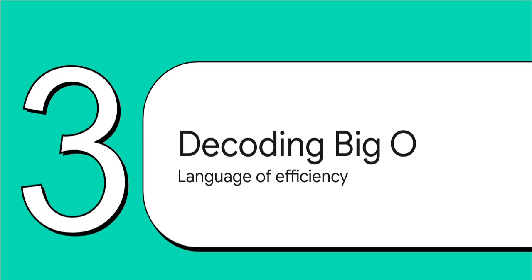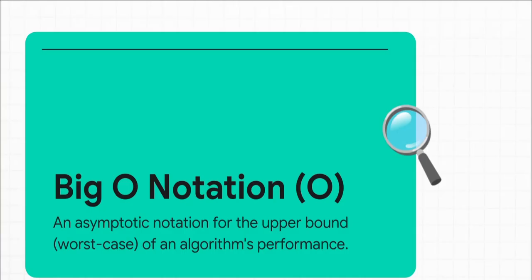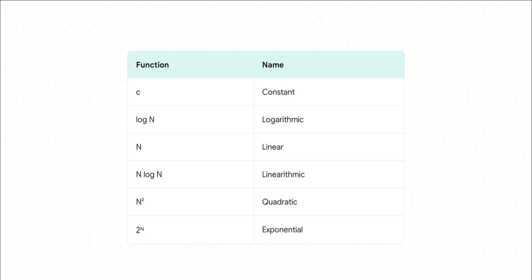All right, so to actually talk about all this, to decode this language of efficiency, we need a special kind of shorthand, and that shorthand is called Big O notation. So what is Big O notation? Well, think of it as a way to describe the upper bound, basically the absolute worst case scenario for an algorithm. It tells us, as our problem gets bigger and bigger, just how fast the number of steps is going to grow. It's pretty much the standard way we talk about an algorithm's efficiency or its cost. Okay, check this out.